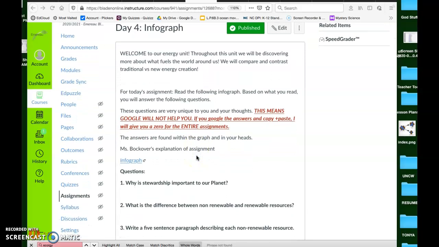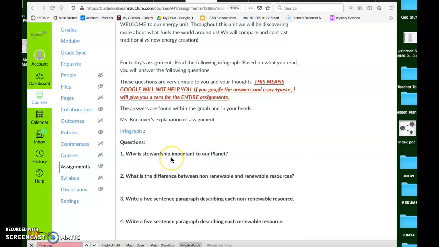Before we go any further, a lot of these questions come directly from the infograph, so Google's not going to help you on this. If you Google the answers, I'm going to give you a 0. If I find that your answer is copied and pasted from Google, I will give this entire assignment a 0. The answers are in the infograph, so I need you to use the infograph to answer the questions.